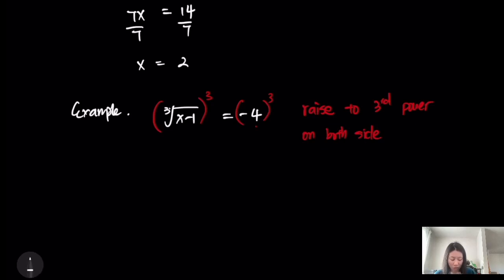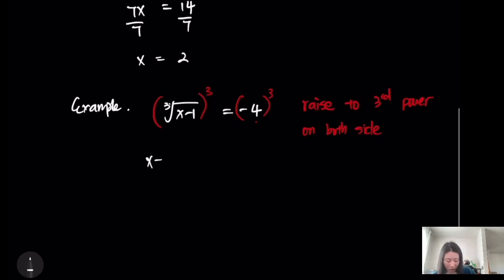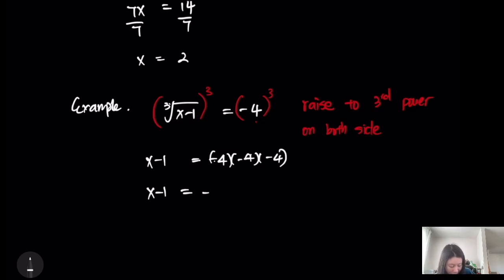Okay, so the cubic root and the cubic power cancel. And now we have negative 4. Negative 4 to the cubic power means you multiply negative 4 three times, so you end up with a negative sign. So we will have negative 64. Now I add 1 on both sides. So x equals negative 63.